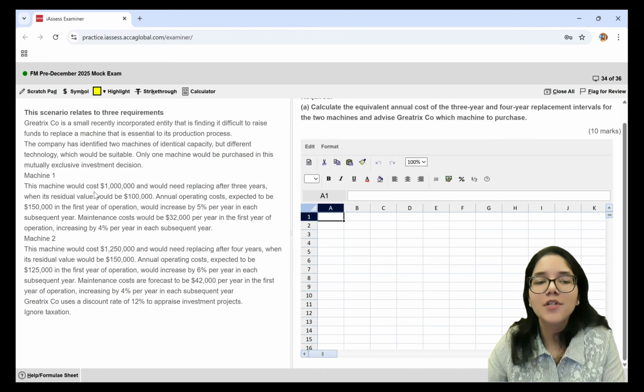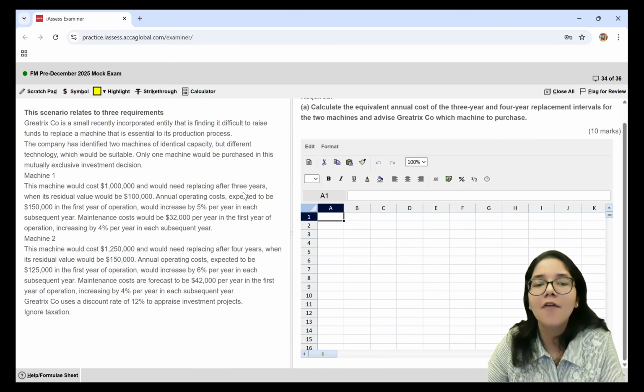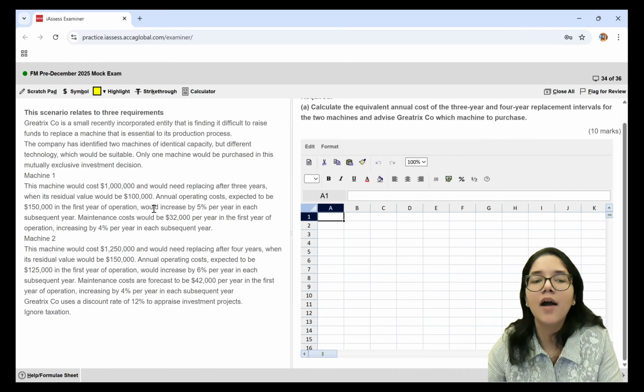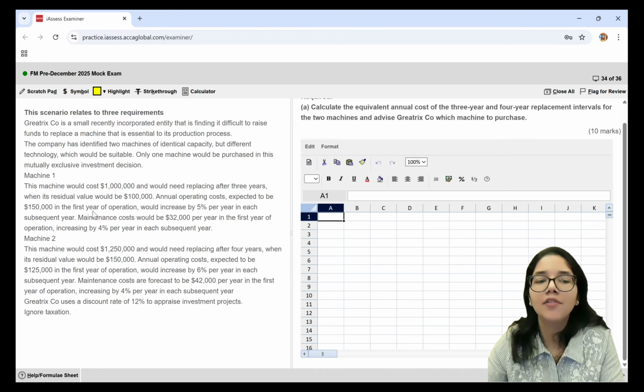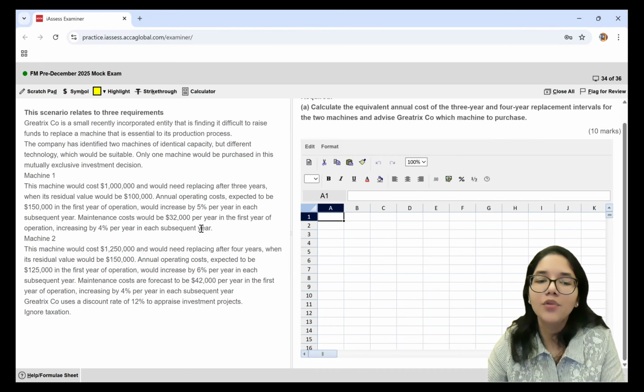Machine 1, this machine is going to cost $1 million and would need replacing after every 3 years when its residual value is going to be $100,000. Annual operating costs are expected to be $150,000 in the first year of operations. This will increase by 5% per year in each subsequent year. Maintenance costs would be $32,000 per year in the first year.